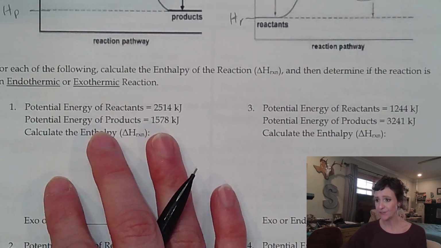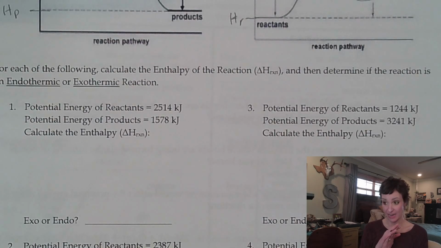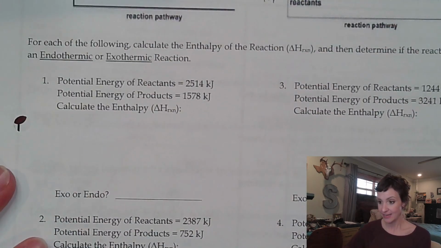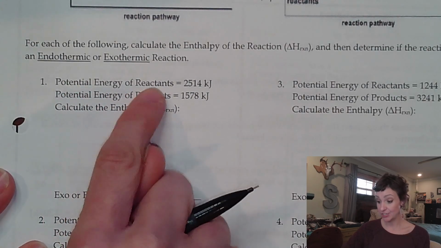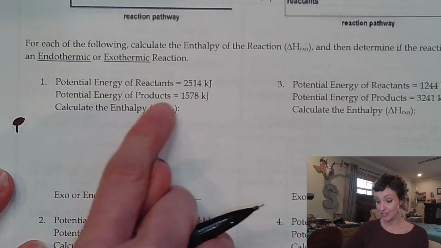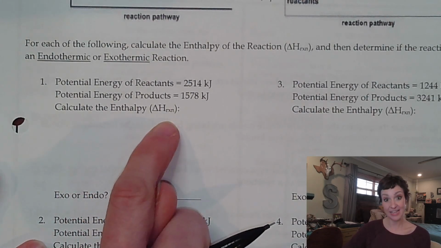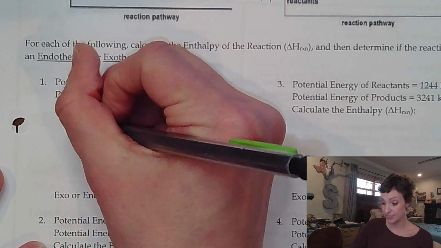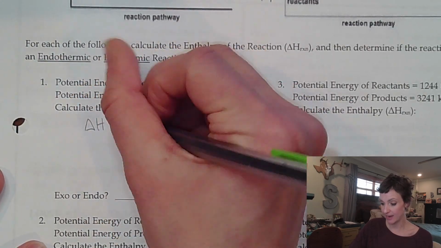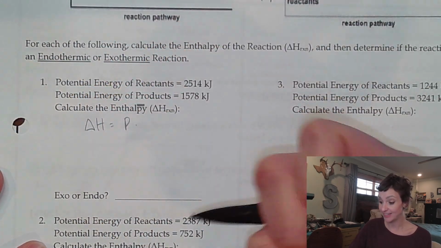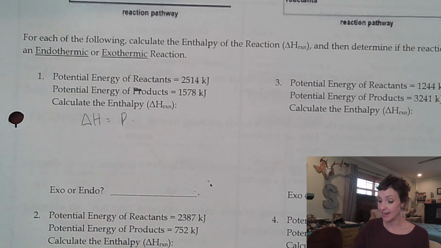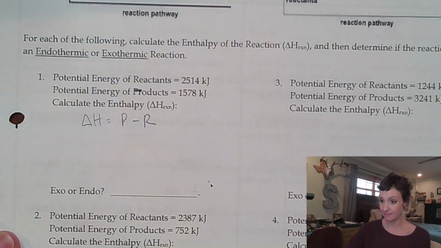It says for each of the following, calculate the enthalpy of the reaction, or the delta H, and then determine if the reaction is endothermic or exothermic. What I've done here is I've given you the potential energy of the reactants and the potential energy of the products. It says calculate the enthalpy. Well, I know the equation for delta H. You immediately write it down. Anytime they say calculate the enthalpy, you're going to write products minus reactants, right?